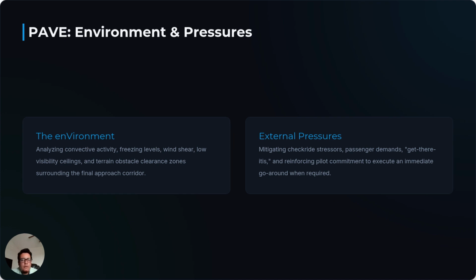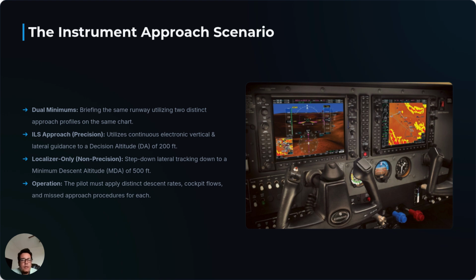We're going to check if we have any convective activity. We're going to check for freezing level, wind shear, etc. External pressure: I'm pretty sure there's going to be a lot of pressure here because it's a checkride. So we will have to get the approach or pass the checkride, but always remembering that the go-around or missed approach is always an option.